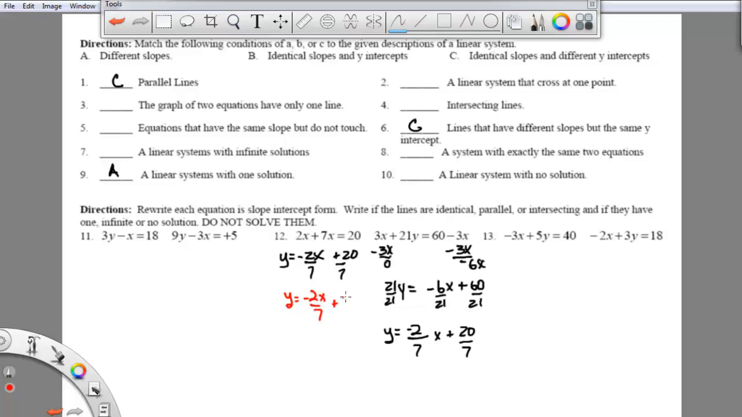You see what we've just found out? They have exactly the same slope and exactly the same y-intercept. Now when you come up here and look at the original equations, they don't even look close to being the same. But as we go through and do our algebra, we find out that they're identical lines. So we're going to write that they're identical. And then we'll tell how many solutions we have. And we know that identical lines have infinite solutions.